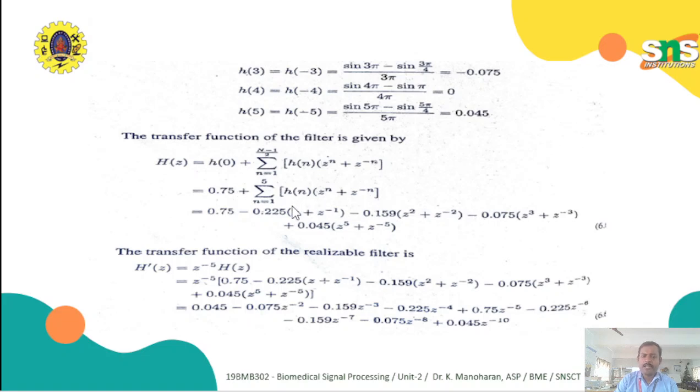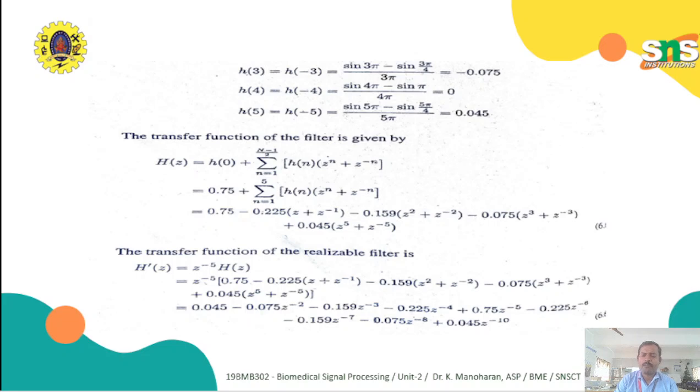So again we need to multiply with these values. This is h of 0, this is h of 1 into z power 1 plus z power minus 1. This is the h of 2 value into z power 2 plus z power minus 2. And this is the h of 3 value into z power 3 plus z power minus 3. The h of 4 value is 0, so I am skipping it. Take h of 5: this is the h of 5 value 0.045 into z power 5 plus z power minus 5. So this filter is not realizable. So we need to multiply with z power minus 5.